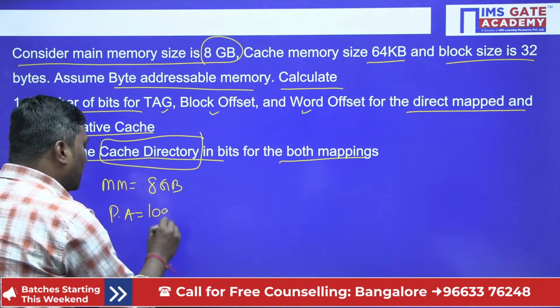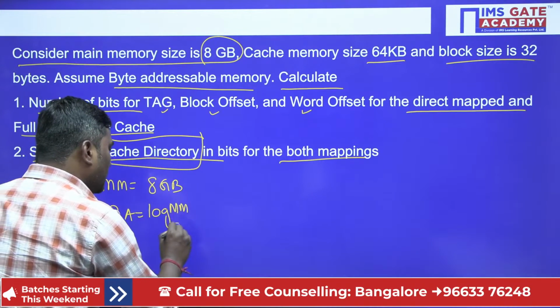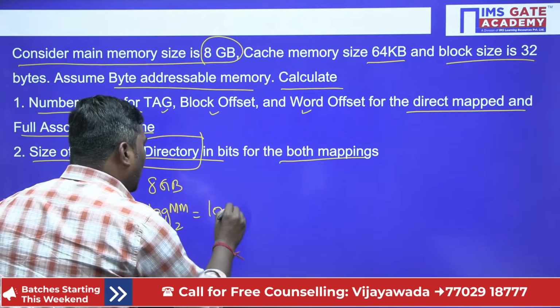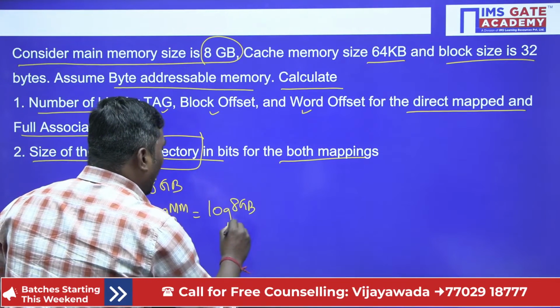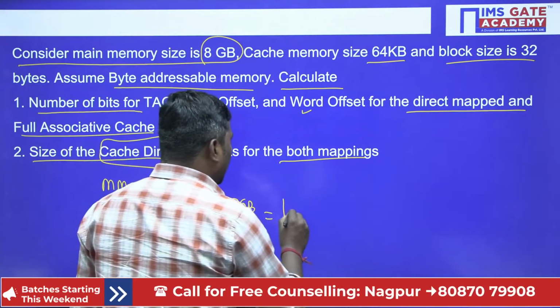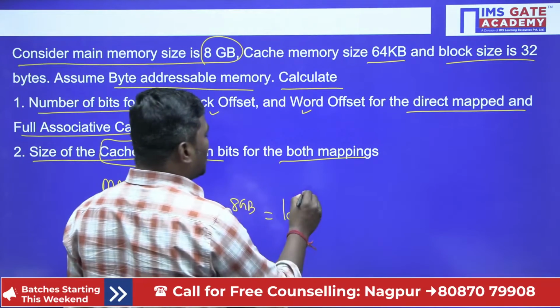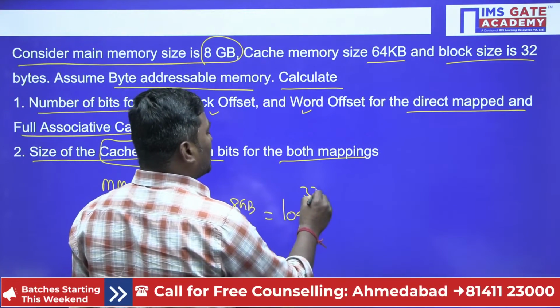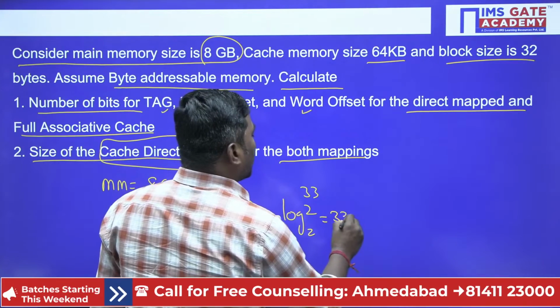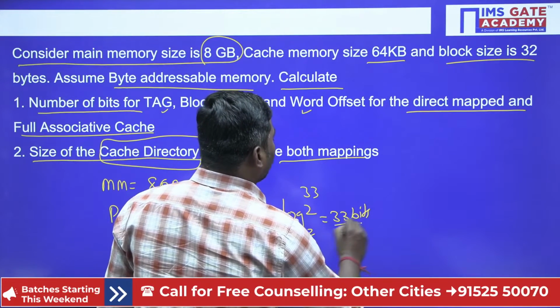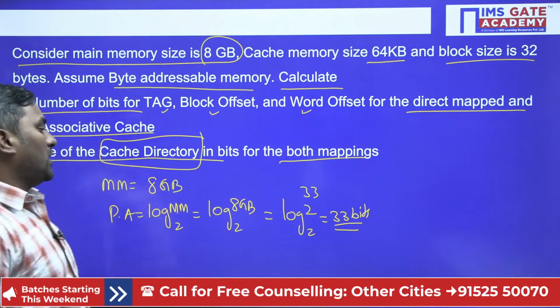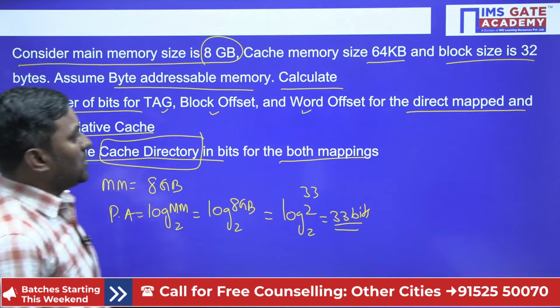Log of main memory only, I said. Okay, this is log of 8 GB. How do we write this 8 GB? Please understand, all of you. Log of 2 power of 8 means 3, and GB means 30, so 33 base 2. So 33 bits is the physical address. We got a physical address.